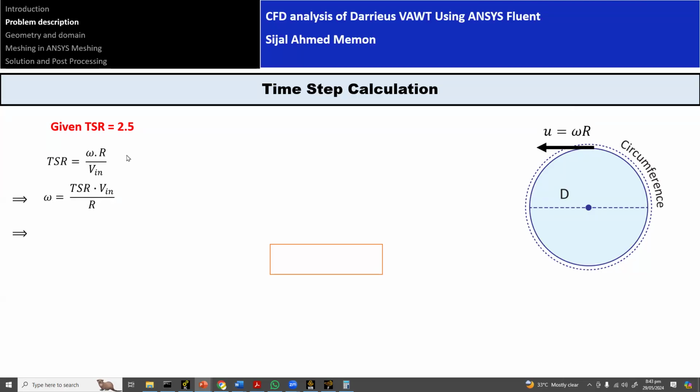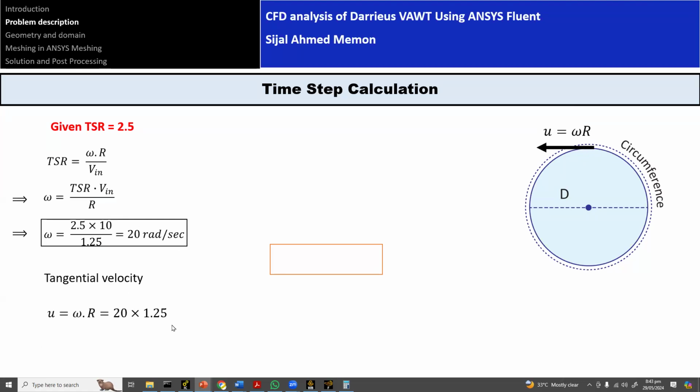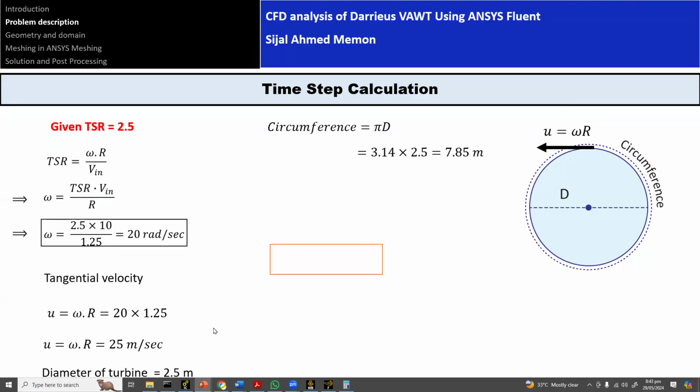So I can find the omega by this formula. Omega is 20 radians per second. Tangent velocity will be omega into R, that is equal to 20 into 1.25, which is 25 meters per second. Okay, turbine diameter is 2.5. Circumference will be pi d, or you can also use 2 pi r. So this is 7.85 meters.